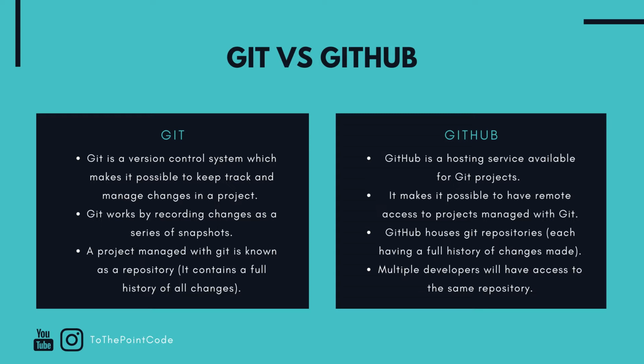On the other hand, GitHub is a hosting service for Git projects. GitHub makes it possible to have remote access to our Git repositories. Since GitHub is on the internet, whenever we push our Git repositories to GitHub, it becomes accessible to any other developer that you might be working with, regardless of their location. All they need is an internet connection and they can have access to our Git repository. This makes collaborating on a project very easy. There is no need to make physical contact while trying to share code between multiple developers.